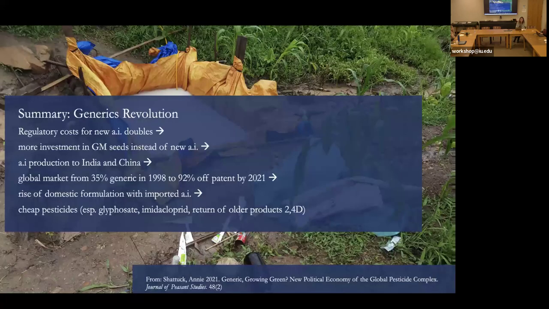Great. Coming back. So quick summary. Making new AI, really expensive. We get a lot more investment in biotech instead of AI. The geography of production shifts, the geography of the intellectual property landscape shifts. We get a lot more domestic formulation, everything gets cheaper, and it can go out in the world in places that it couldn't go before.